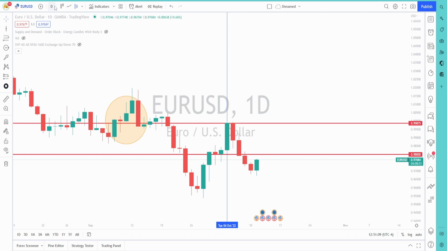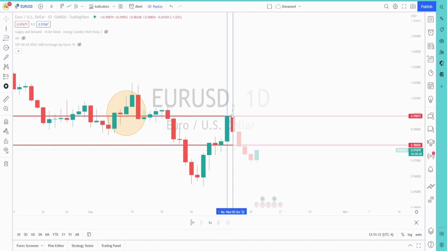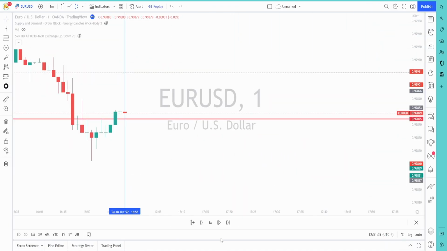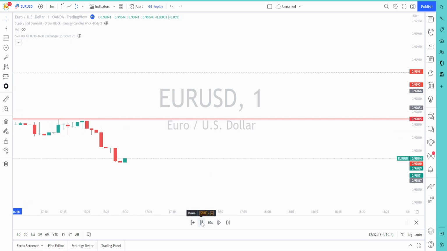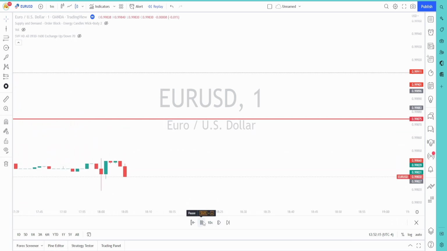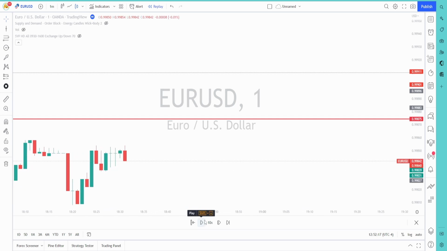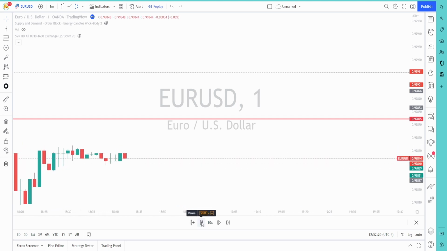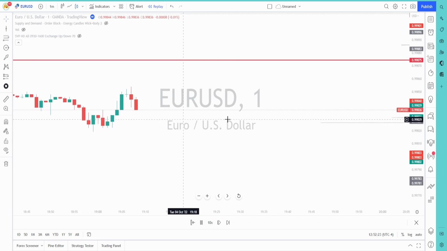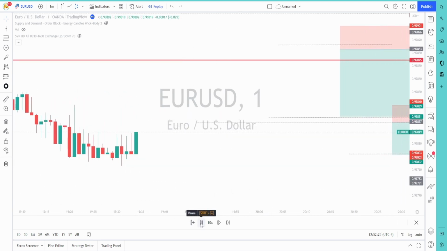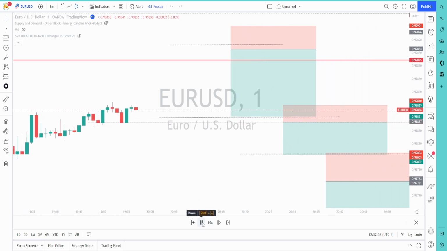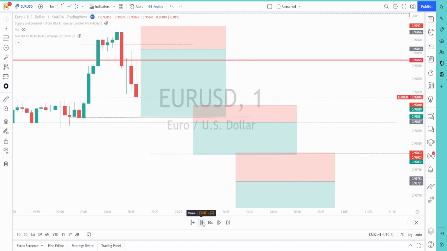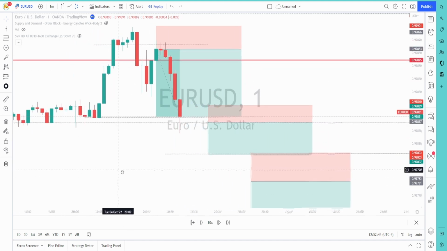Now, if we go down to the 1 minute, so now we're going to fly through this. There we go. I haven't tried the bar replay since they've changed it around. So what we're doing here is we've decided that we're only looking for bearish trades, and this is how we're doing it.